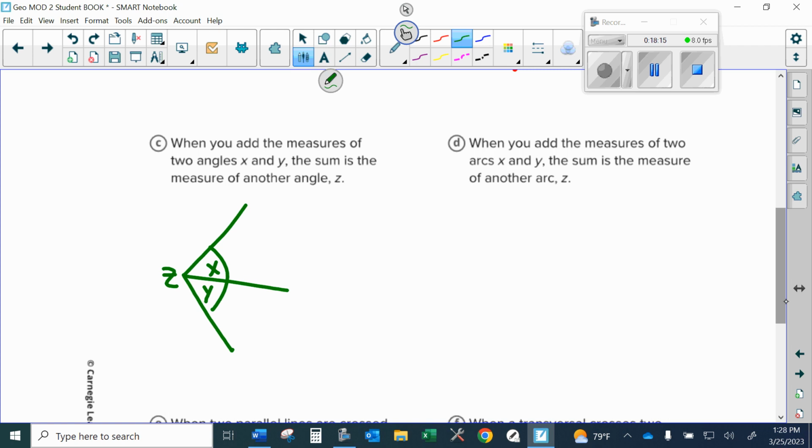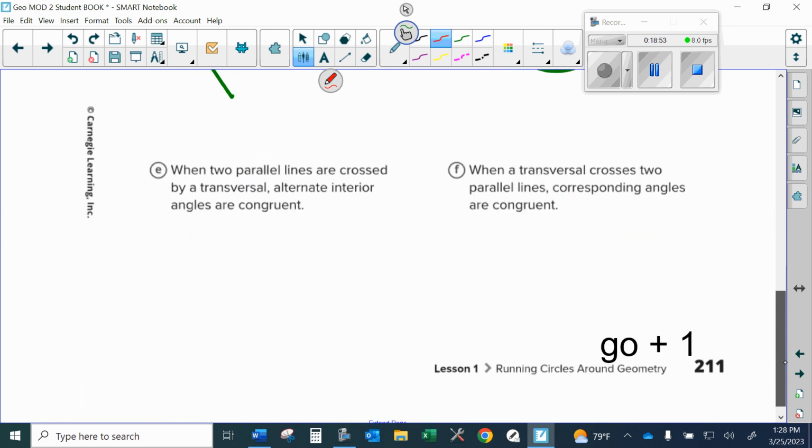When you add the measure of 2 arcs, X and Y, so there are arcs on a circle, then the sum of the measures is the measure of another arc, Z. I don't like how they name these arcs with 1 letter ever. I would never do that.